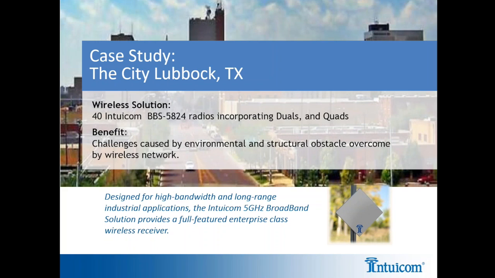Also, the City of Lubbock is using 40 of our BBS 5824 radios, also incorporating the format of duals and quads. And by 5824, it means that it has two radio cards, one for 5.8 gigahertz and one for 2.4, that could be utilized as a hotspot as well. They overcame a lot of challenges in the environmental and structural situation that they have at the city. Besides City of Lubbock and Laredo, we also have installations in Houston and in Amarillo, Texas.